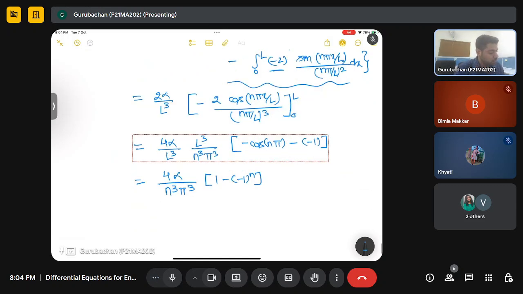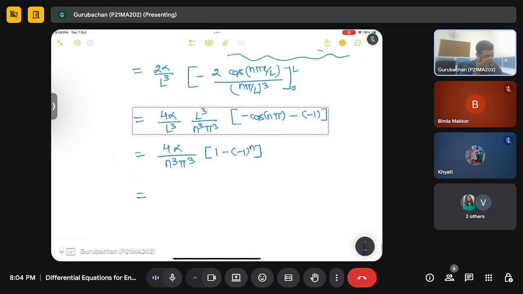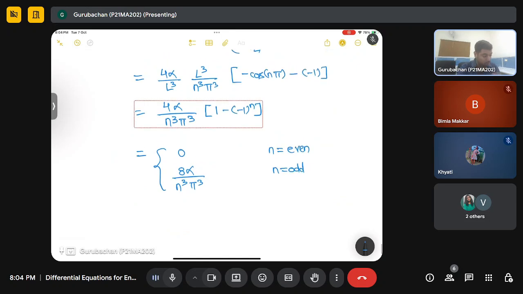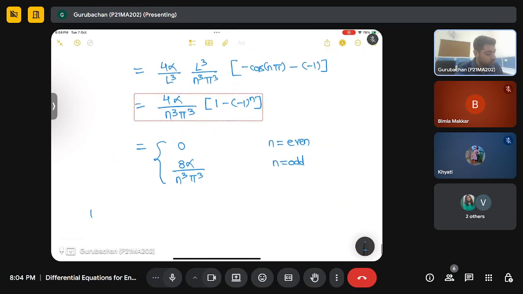So from here you may also expand it. If n is an even number, this minus 1 to the power n will give you 1, and this 1 minus 1 will become 0. So that means if n is an even number, this will become 0. If n is an odd number, this will give you 8 alpha divided by n cube pi cube. Okay, so what will be your u x t in this case?